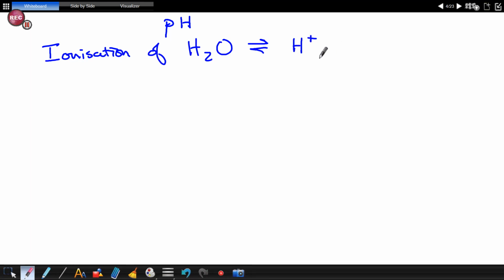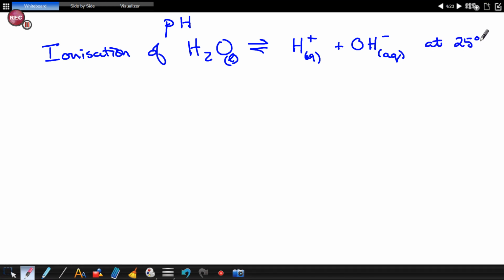So pH basically comes from the ionization of water. Water naturally ionizes. It breaks up to form H+ and OH-. Naturally. Water is a liquid. Hydrogen is aqueous. Hydroxide is aqueous.